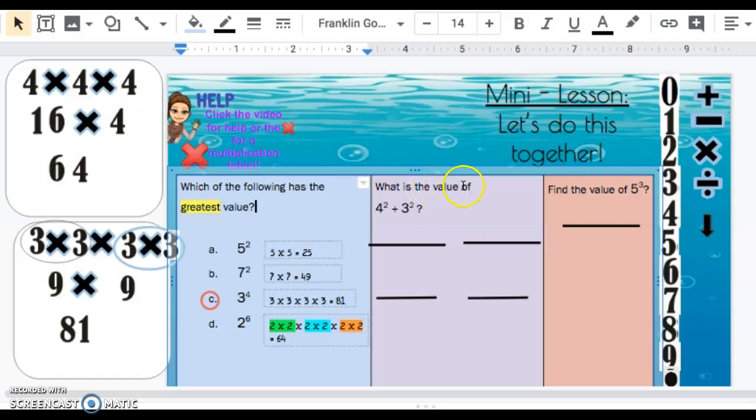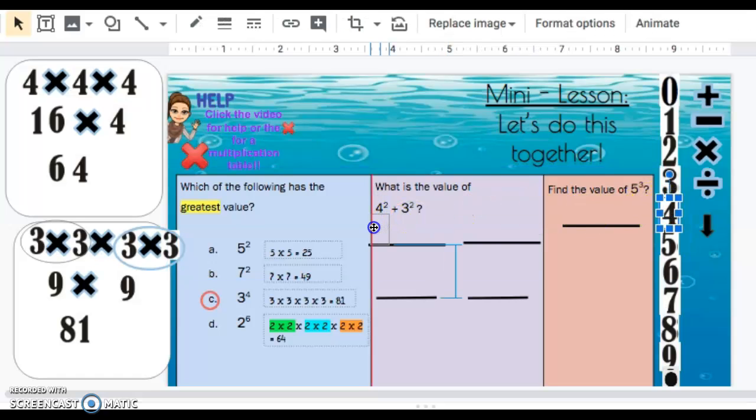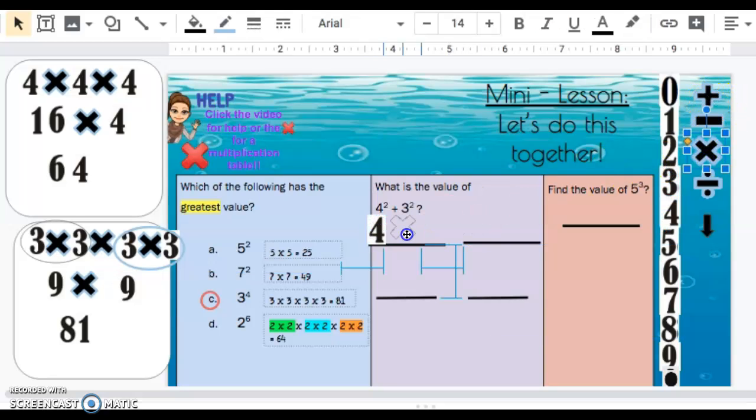The next one says, what is the value of 4 squared plus 3 squared? That's just saying, what is the answer to it? What's the standard form for this? So we have to do 4 squared. That's our first step. Okay, so we do 4 times 4.